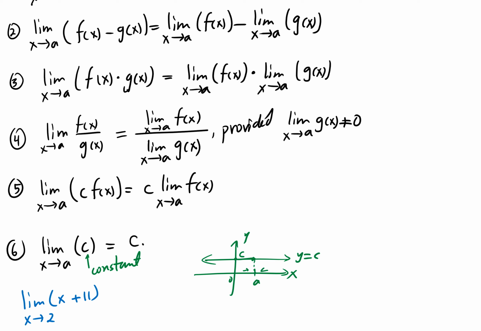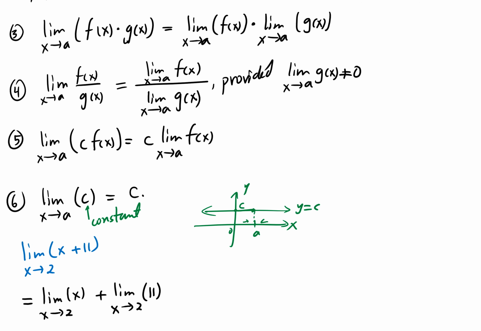Now we're going to look at a simple example of how to apply the limit laws, the six of them that I just presented. We still have more, but for the meantime we'll go over those six, and I'll show you the other ones later on. The limit of x plus 11 as x approaches 2. Do not just go ahead and plug in 2 plus 11. So what do we do instead? We apply the first property, which says the limit of the sum is the sum of the limits.